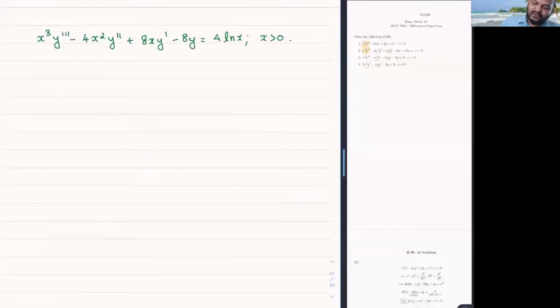All right, so let's solve the problem, which is x cubed y triple prime minus 4x squared y double prime plus 8x y prime minus 8y is equal to 4 times the ln of x, and here x is assumed to be positive. All right, so this is the Cauchy Euler. I'm going to apply the method of the Cauchy Euler.